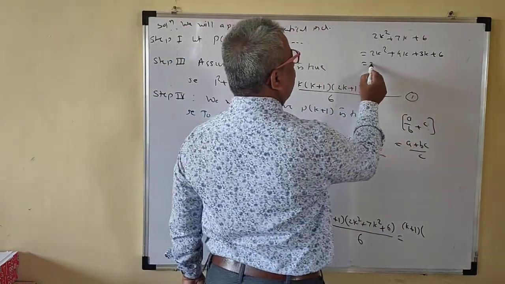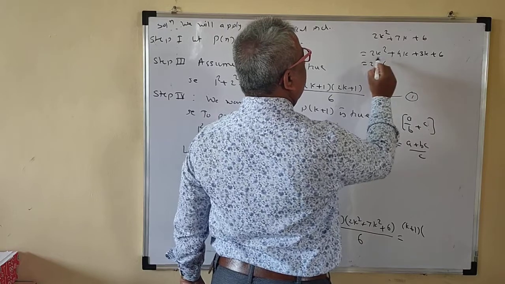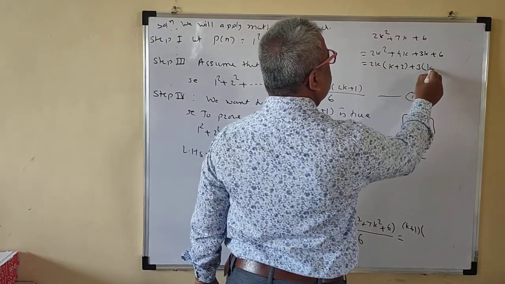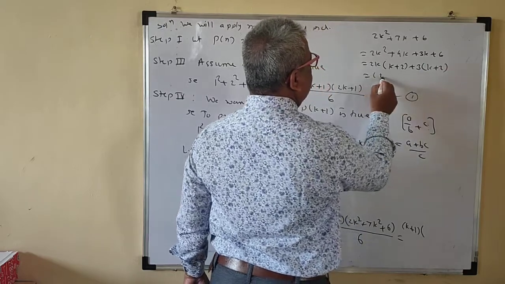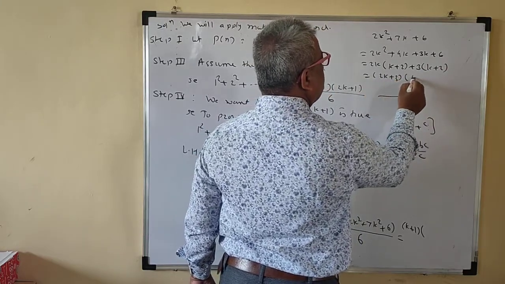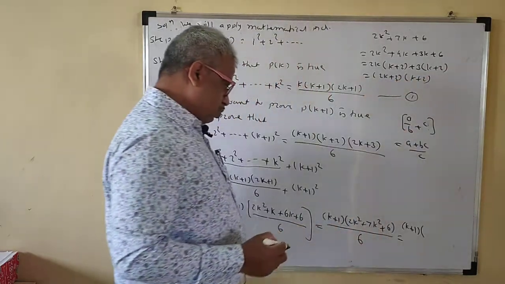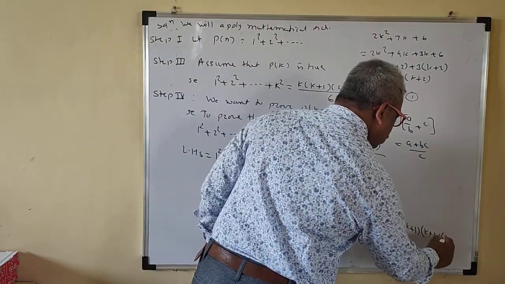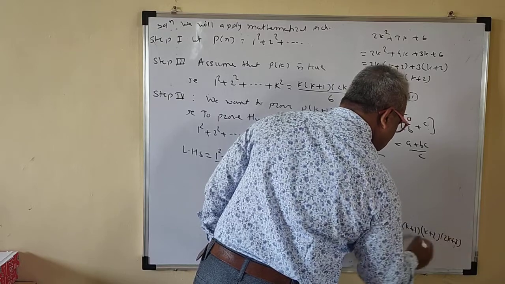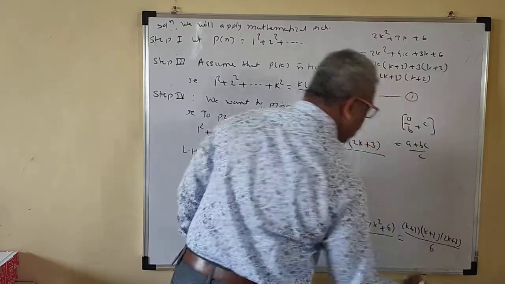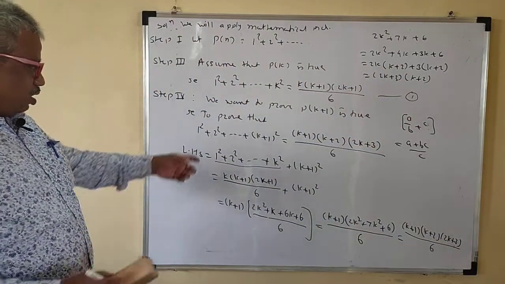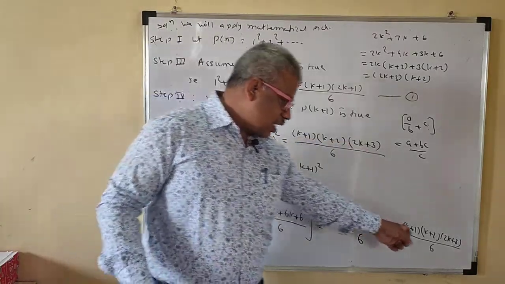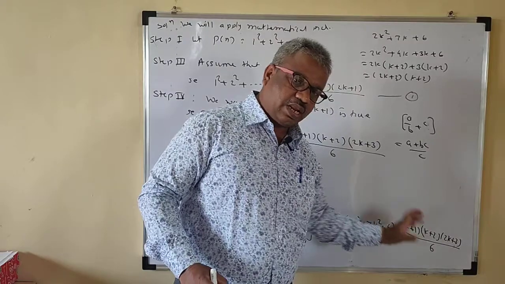I will take twice k common here. If I take twice k common, I get k plus 2 here. I will take 3 common here, k plus 2 there, right? So this is twice k plus 3, k plus 2 here. Okay. So now this is k plus 2, twice k plus 3 upon 6. Now see, what do you want? You want to prove that k plus 1, k plus 2, twice k plus 3 upon 6.